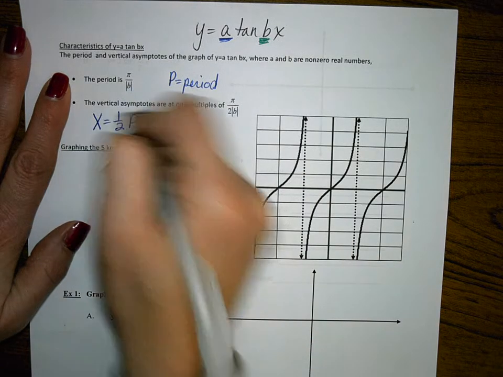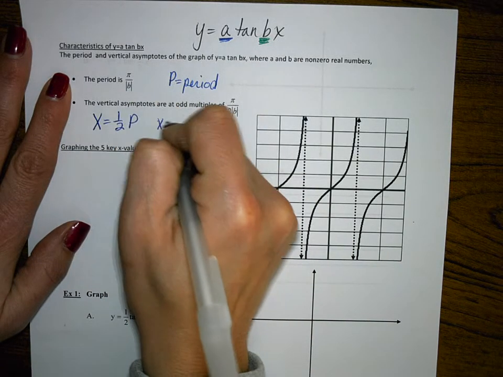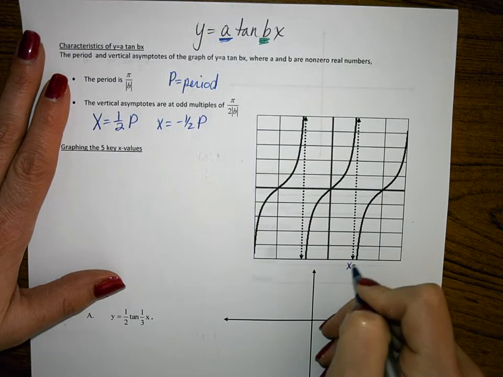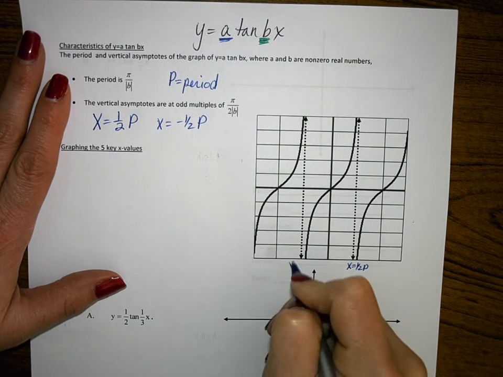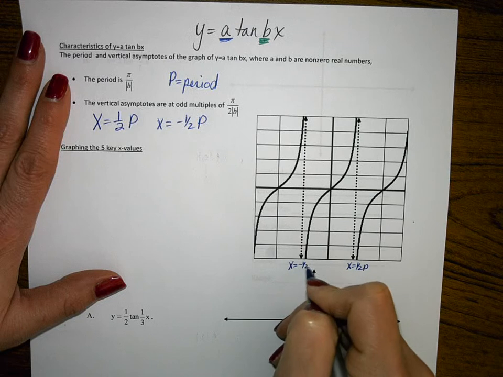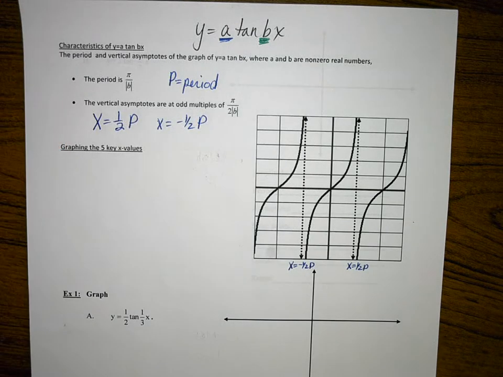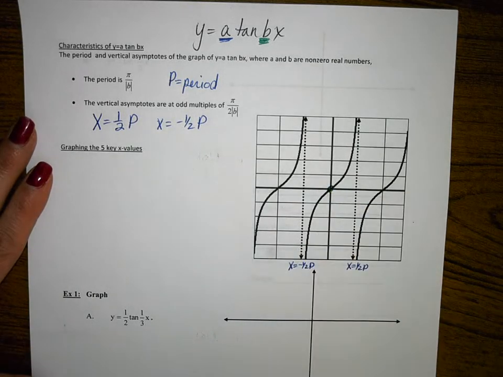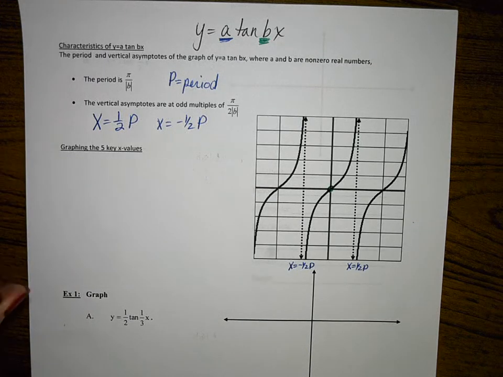So I'm going to say it's actually x is equal to a half of P and x is equal to negative a half of the period. So here I'm at x is equal to a half of P. Here I'm at x is equal to negative 1/2 of the period. All right, couple of other comments. So first of all, it always goes through the point 0, 0. All right, then here's an interesting thing.